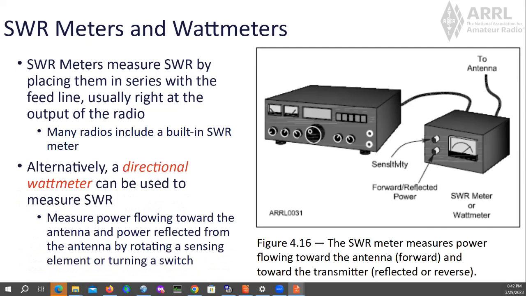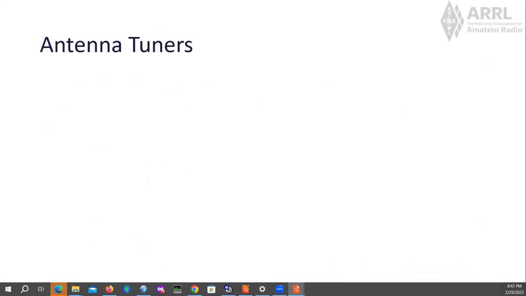Alternatively, a directional watt meter can be used to measure SWR. Measure power flowing toward the antenna and power reflected from the antenna by rotating a sensing element turning switch. And then you use a formula to get the SWR.